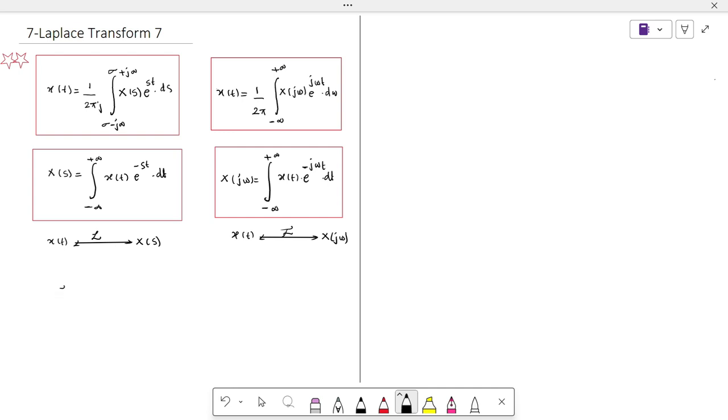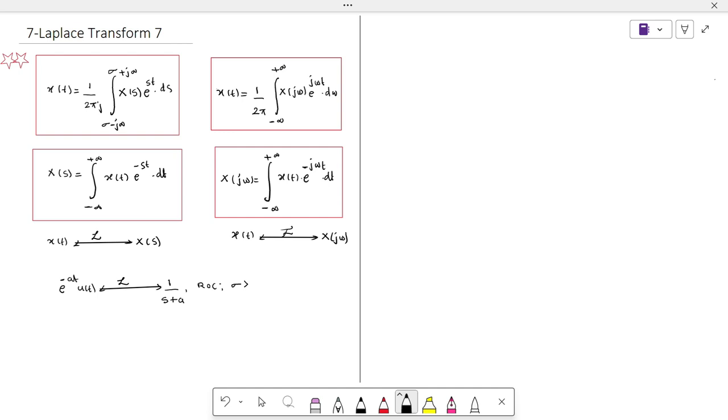See, the first one, e power minus at into u of t. Its Laplace transform equal to 1 by s plus a, and its region of convergence is sigma greater than minus a. See, this is right sided. u of t is a signal which has magnitude from 0 to infinity.